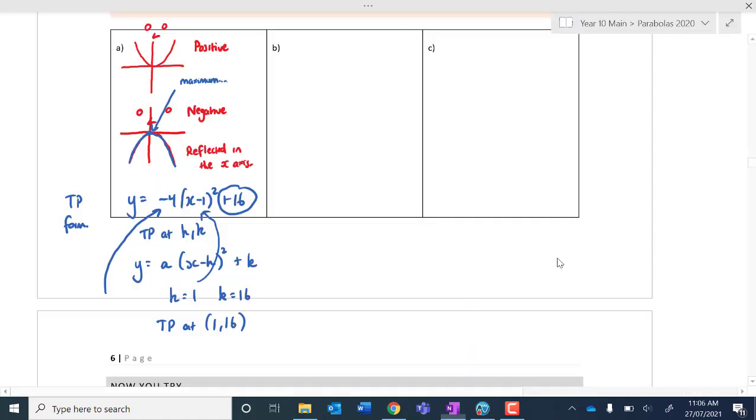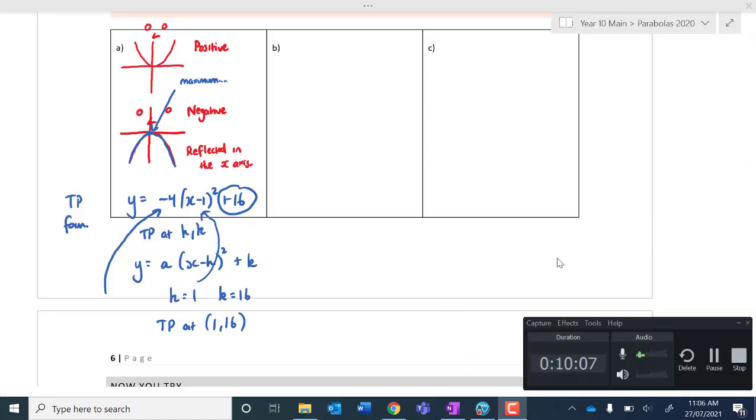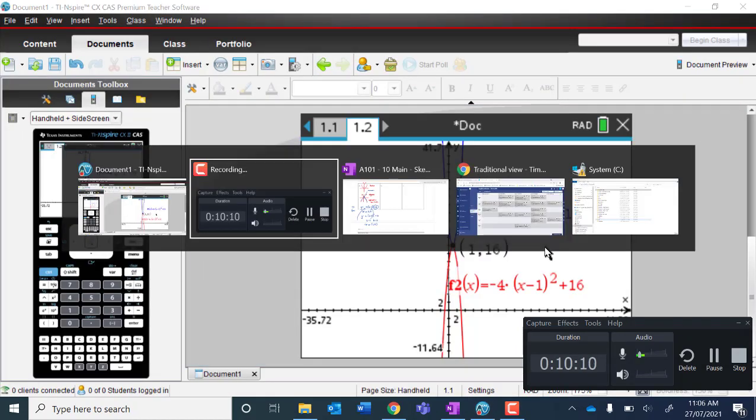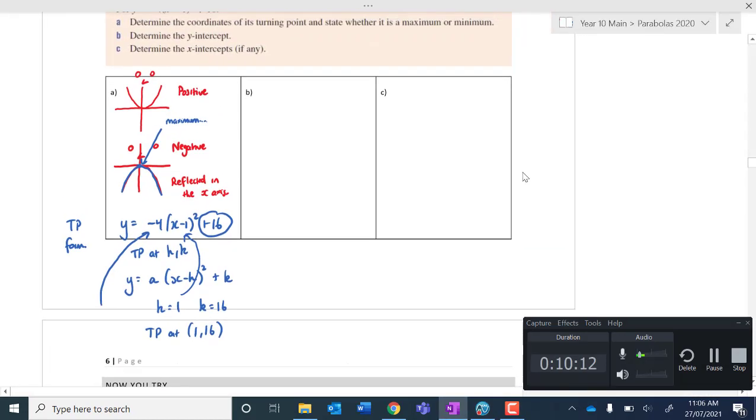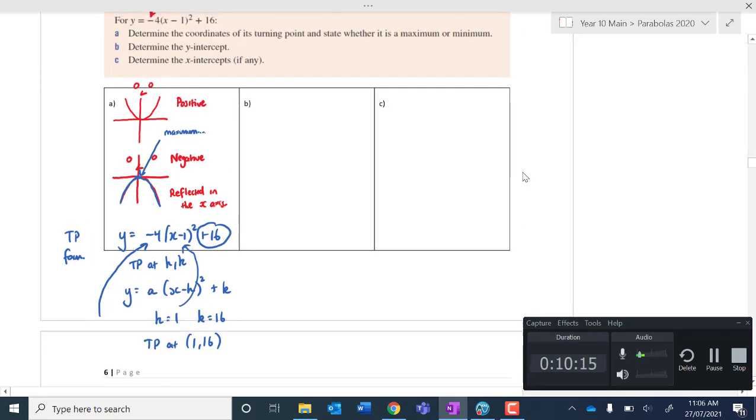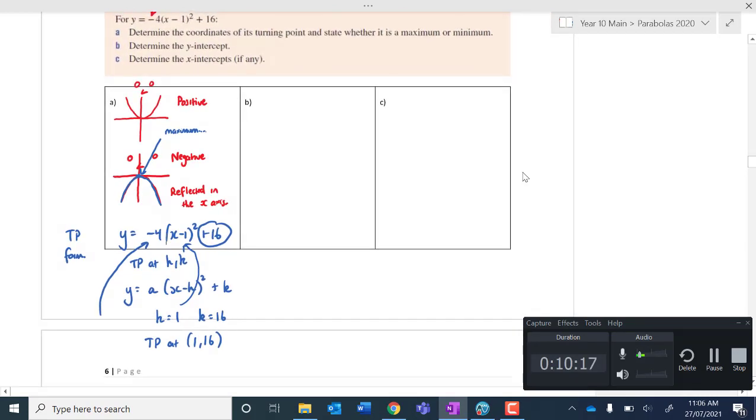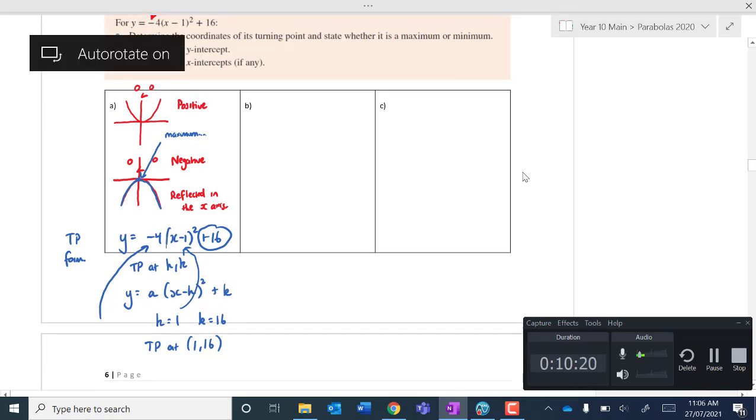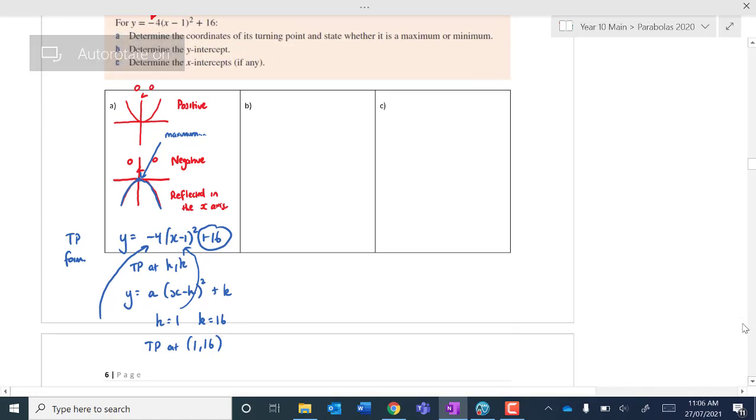Now, if I go back to my screen, there you go. That's our turning point. Now it says determine the y-intercept. Now, in the past, when you had a quadratic in this form here, y = ax² + bx + c. Or if I was to use just normal numbers, like x² + 7x + 12, well, the y-intercept is when x equals 0.